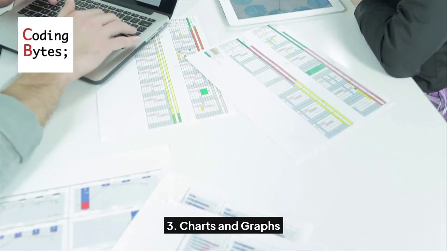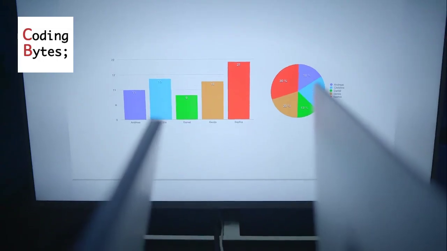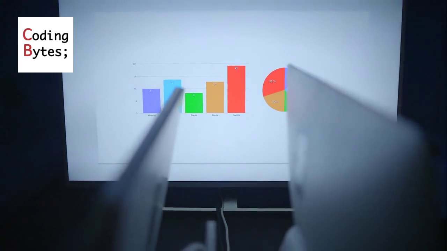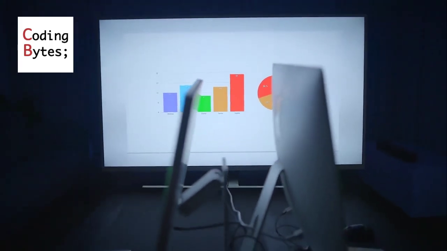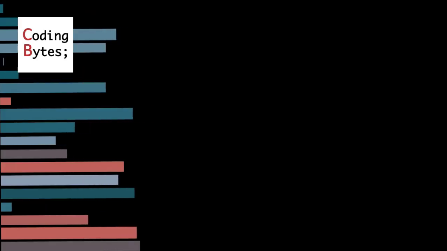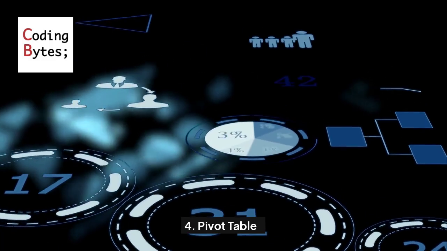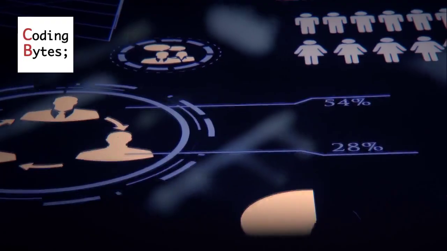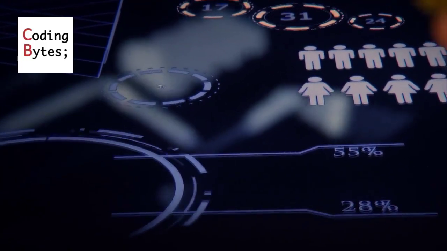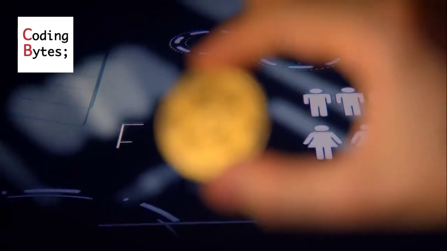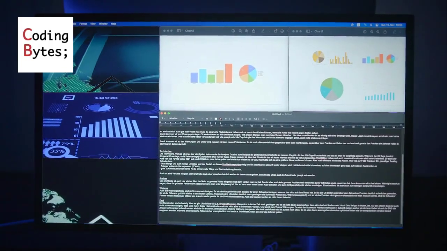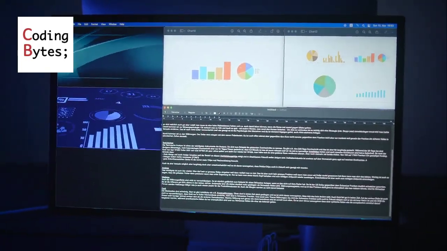3. Charts and graphs create visual representations like bar charts, pie charts, line graphs, etc. Helpful for data visualization and trend analysis. 4. Pivot tables summarize, analyze, explore, and present large datasets. Useful for dynamic data reporting.